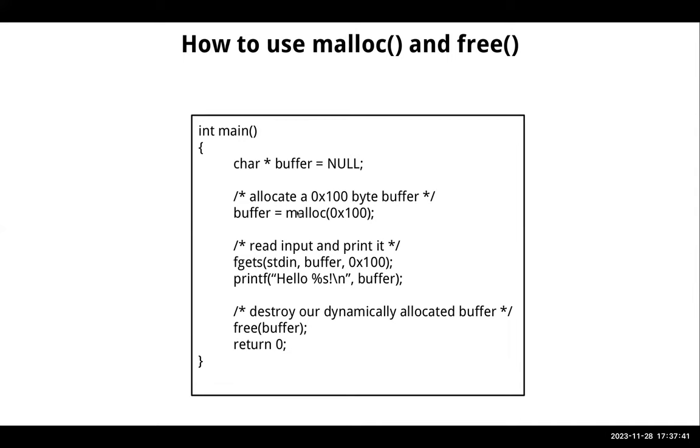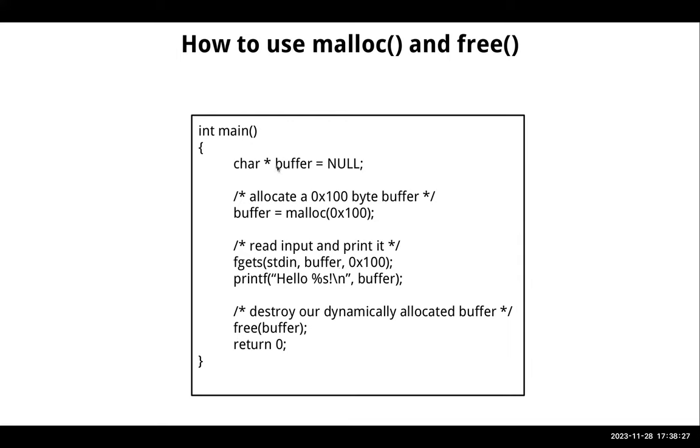Then we try to allocate 256 bytes, or 100 in hex, and we use malloc. This piece of code is not best practice, because malloc may return zero, like we said. So here we assume malloc doesn't return zero, it will return the buffer, then we move the return value to the local pointer. Then we are going to read something from stdin to that allocated memory.